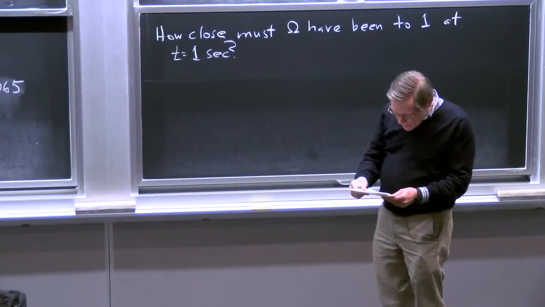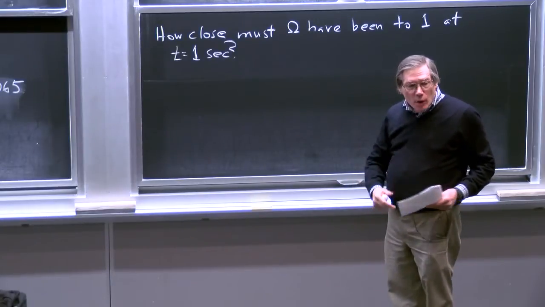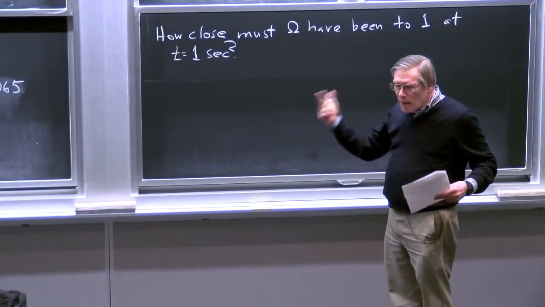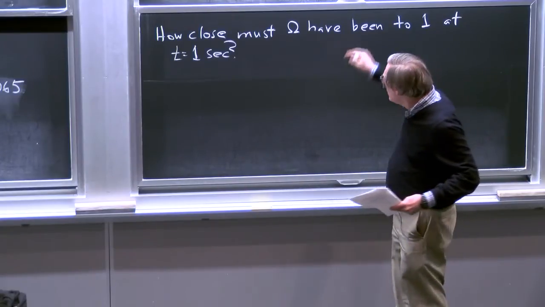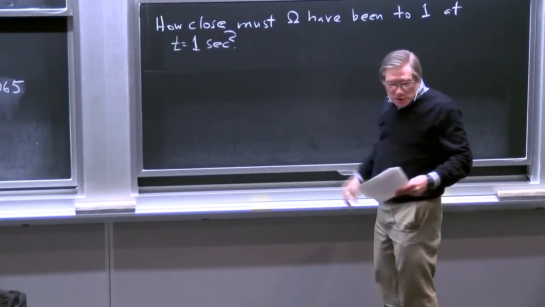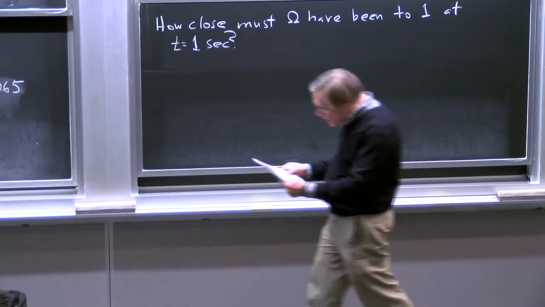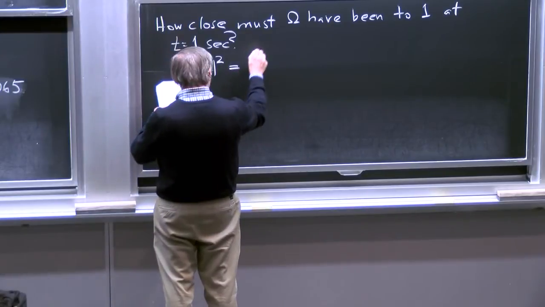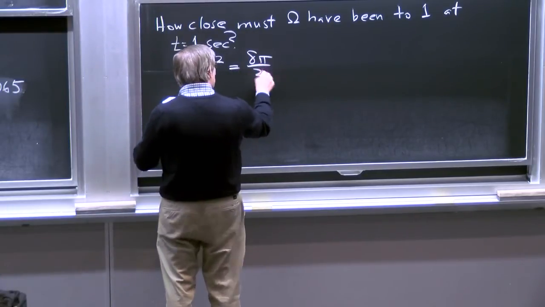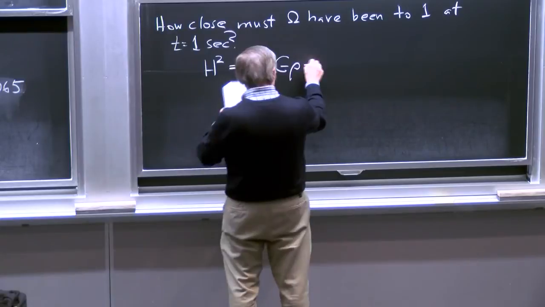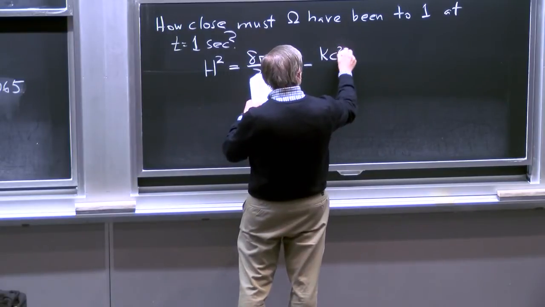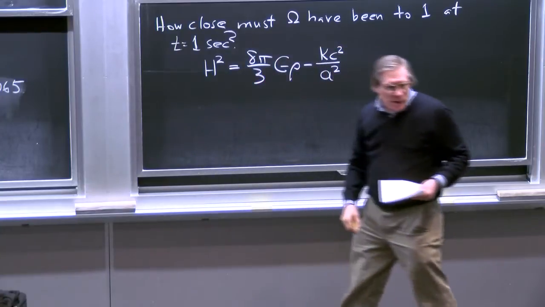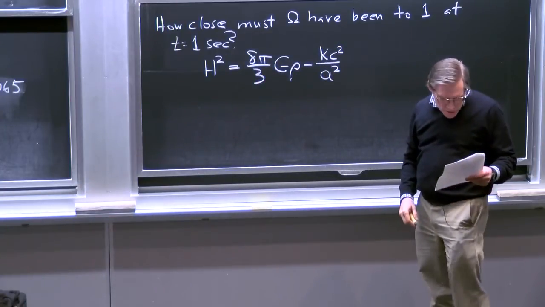OK, now to do this calculation, you don't need to know anything that you don't already know. It really follows as a consequence of the Friedmann equation and how matter and temperature and so on behave with time during radiation and matter-dominated eras. So we're going to start with just the plain old first-order Friedmann equation. H squared is equal to 8 pi over 3 G rho minus k c squared over a squared, which you have seen many, many times already in this course.